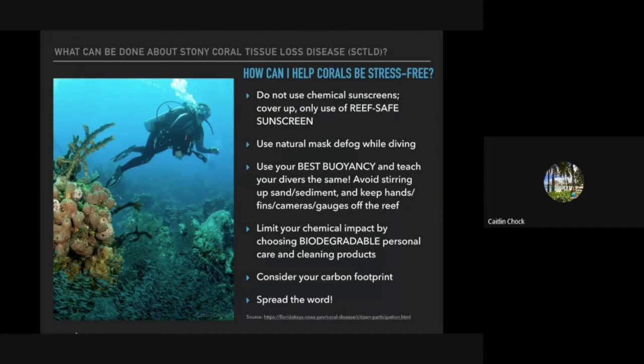And again, really important stuff that we can all do, no matter where we are, to help our corals be stress-free. So not using chemical sunscreens, covering up when we can, and only using reef-safe sunscreen, using natural mask defog or biodegradable defog, always using your best buoyancy and teaching your divers to do the same. Really important to avoid stirring up sand and sediment and keeping hands, fins, cameras, gauges off the reef.